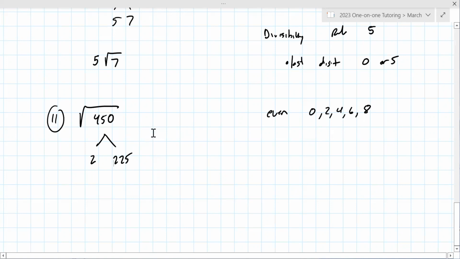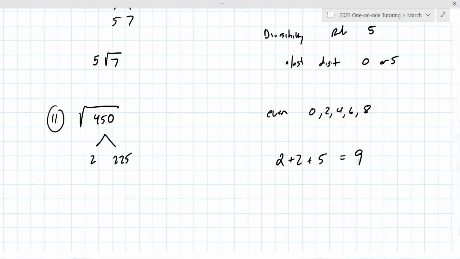Is 225 divisible by 2? No, it is not. Now, what was the rule for 3? What did the digits have to add up to? A multiple of 3. So what is 2 plus 2 plus 5? 9. Is that a multiple of 3? Yes, 3, 6, 9. Okay, so this works here.